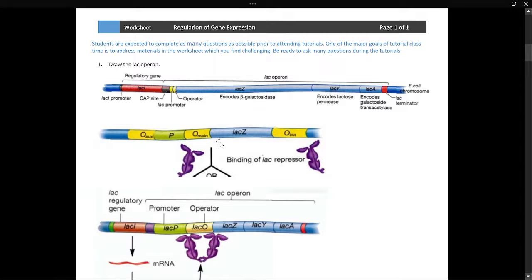Okay, so question 1. Literally draw the operon. Make sure you draw this. It's up to you if you want to draw the regulatory gene, but you don't have to.